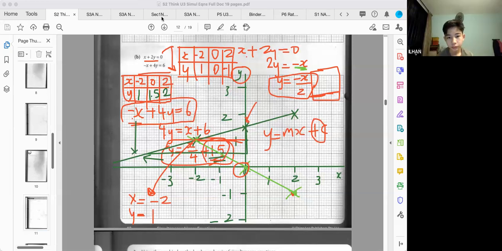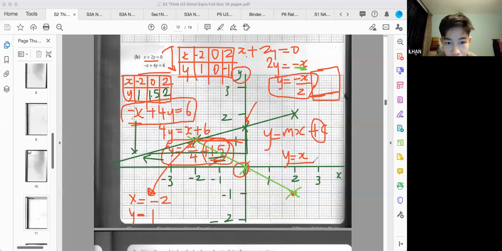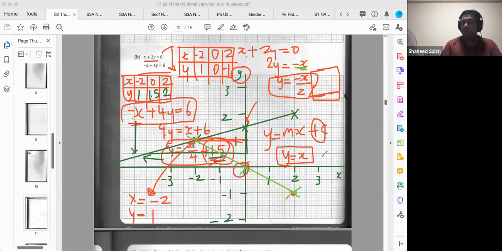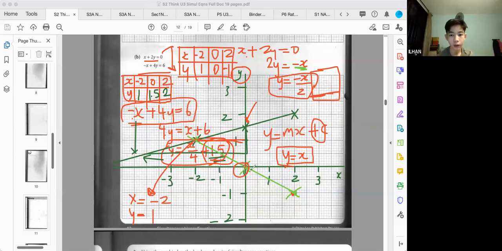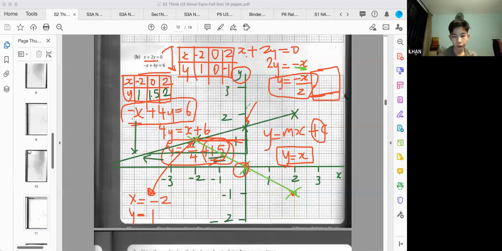If I give you an equation like y equals x, where does this graph cut the y-axis? No, that's 0 because there's no c. There's no c, you cut at 0. If there's 1.5, you will cut at 1.5. If you got 2.3, you will cut at 2.3. You understand?